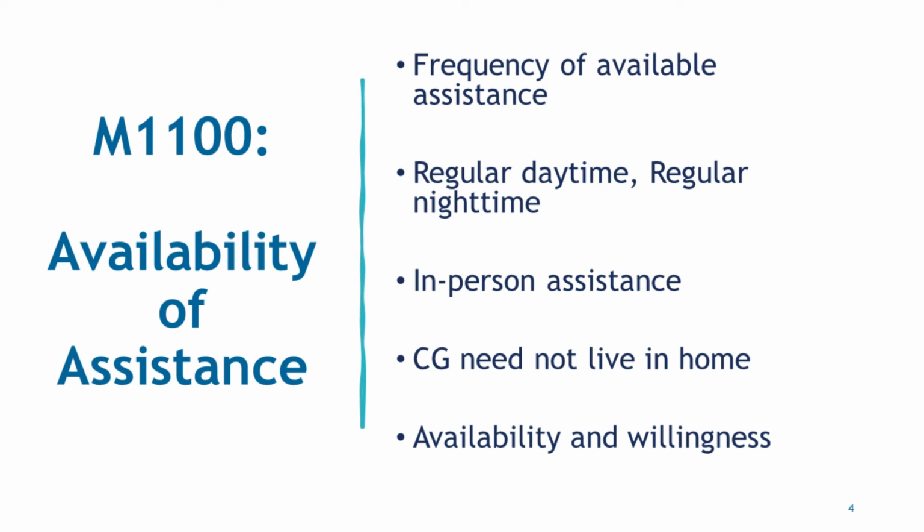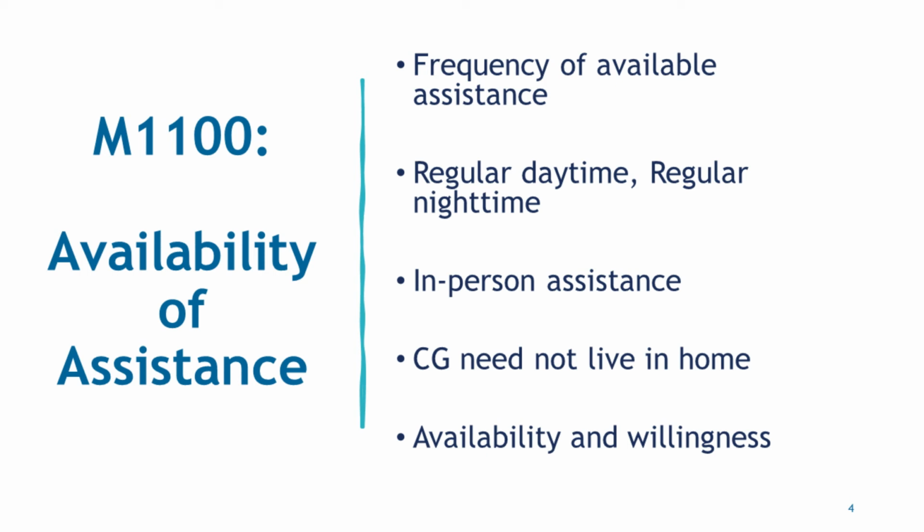Use your professional judgment to determine if someone will be available to provide any assistance to the patient. If a person is living in the patient's home but is completely unable or unwilling to provide any assistance to the patient, do not count them as a caregiver.